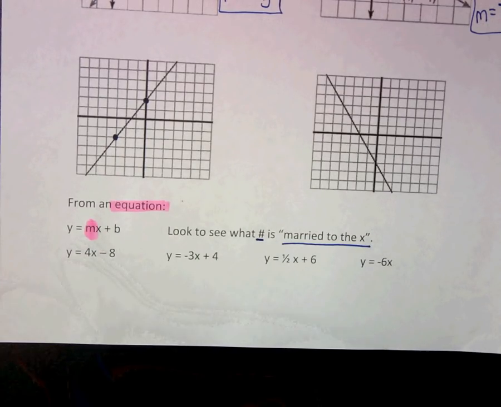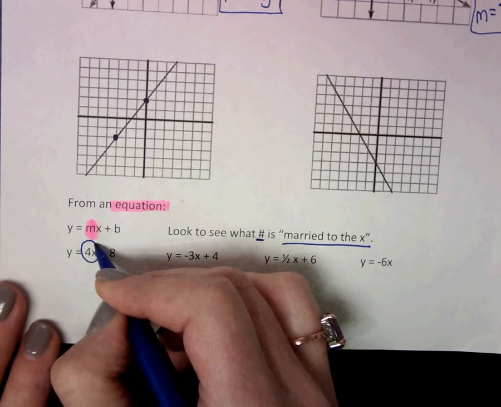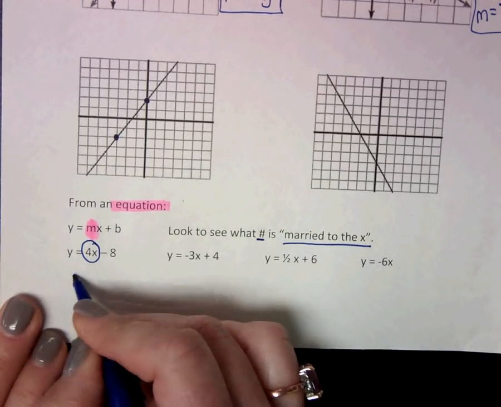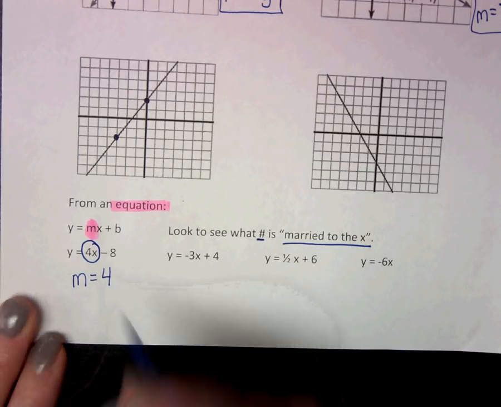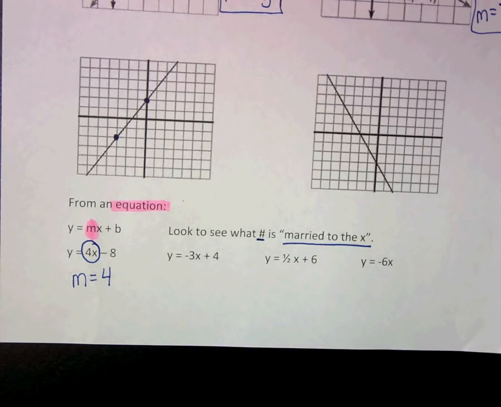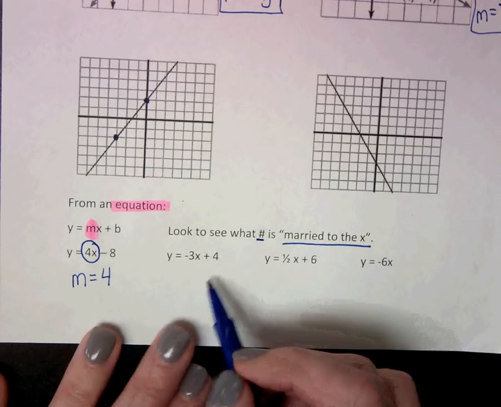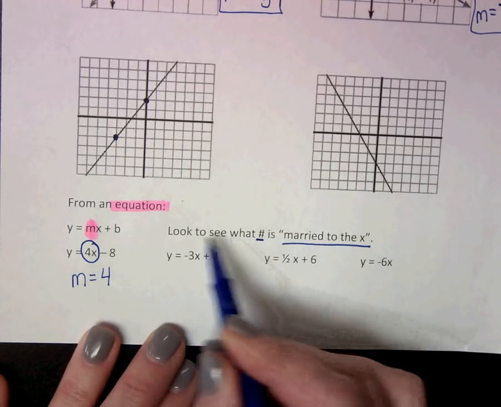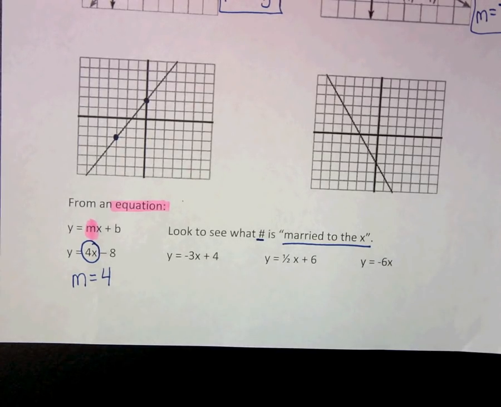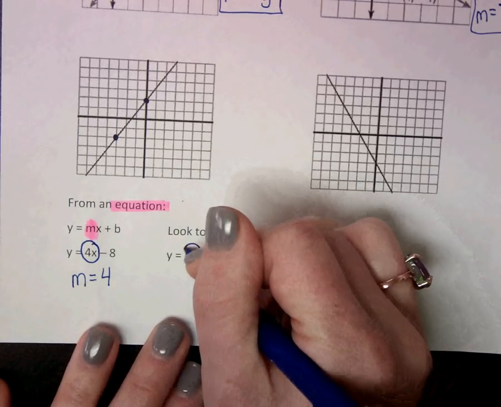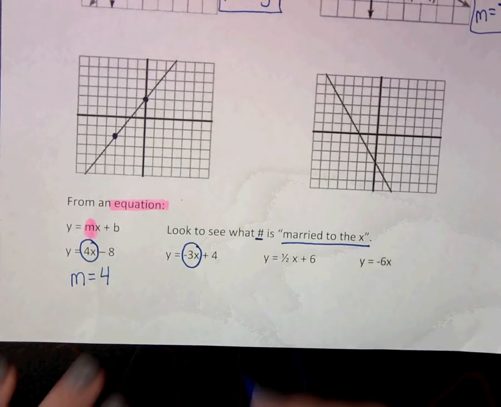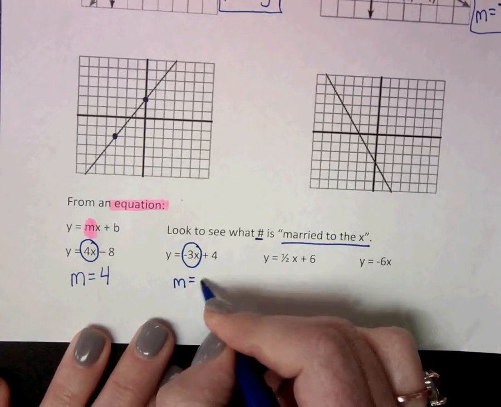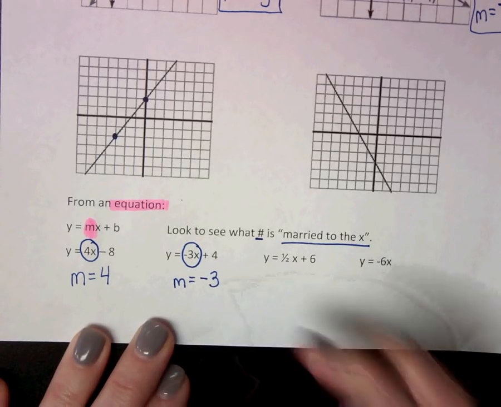Okay, so look at your first equation. What number is attached to the x? It's right here. The number attached to the x is 4. So the slope is 4. Right here, what number is attached to the x? Right here. So the slope this time is negative 3.